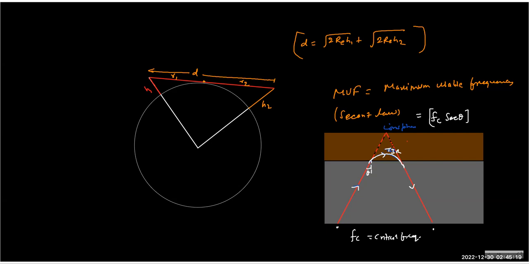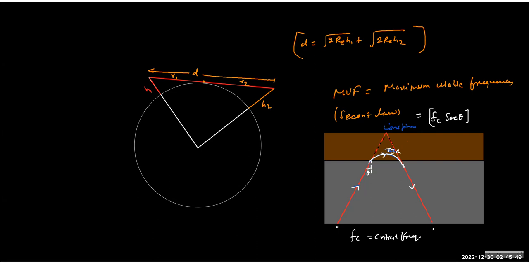If you remember, I said in the very beginning that every atmosphere can only stop a wave of certain frequency. Beyond that, it will let it go. It will penetrate, isn't it? Yes. So let's say you are sending a signal exactly vertically upward, and the ionosphere will have some critical value. The maximum frequency which it can reflect back is called critical frequency. So FC is critical value.